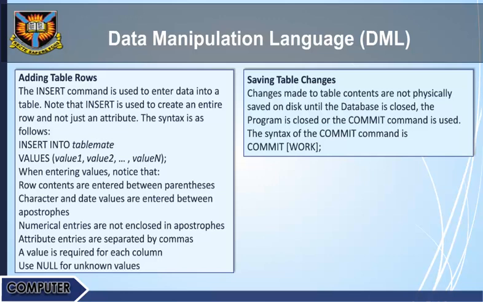When entering values, notice that row contents are entered between parentheses, and character and date values are entered between apostrophes. Numerical entries are not enclosed in apostrophes. Attribute entries are separated by commas. A value is required for each column. Use null for unknown values.